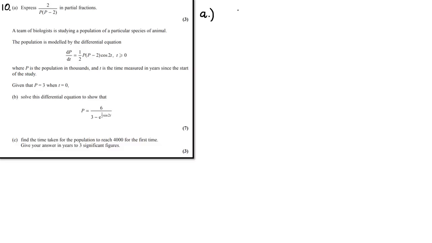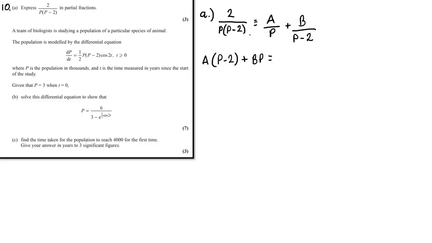So part A here, we want to express 2 over p times p minus 2 in partial fractions. So setting this up in partial fractions then, what this would be is a over p plus b over the second factor here of p minus 2. So p minus 2. And to do this in partial fractions then, we just essentially get this over a common denominator. So this is going to be a times p minus 2 plus b lots of p, and that's going to be equal to the numerator here on the left hand side, which is 2.